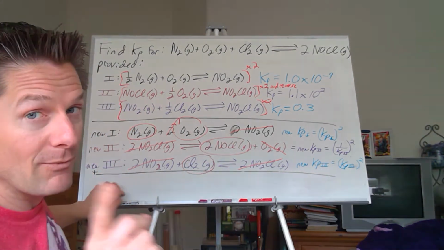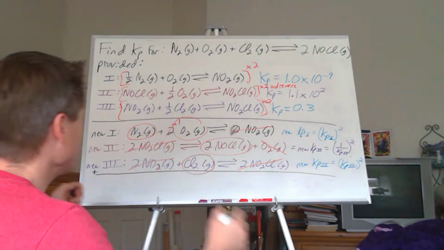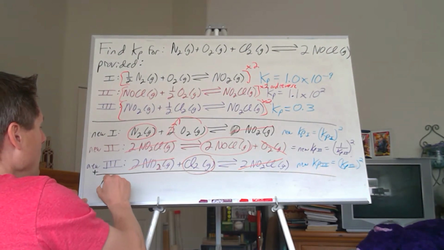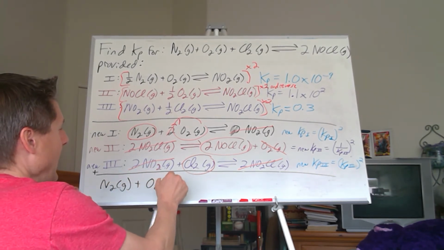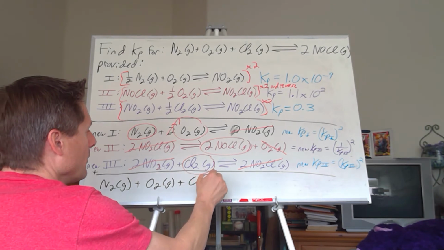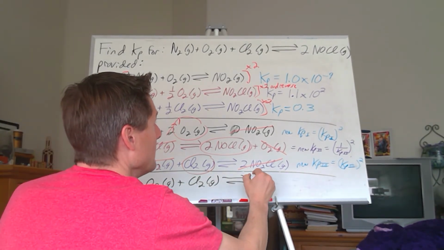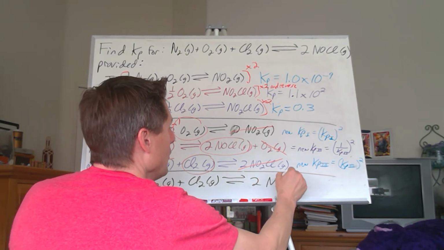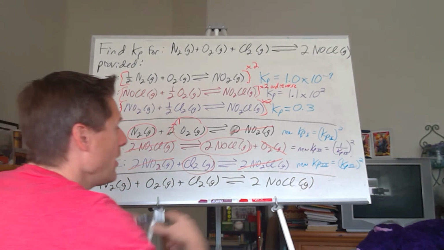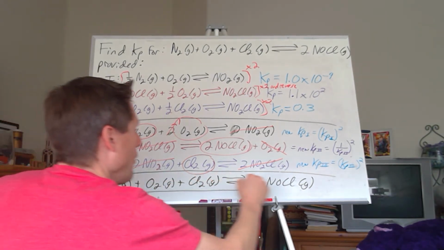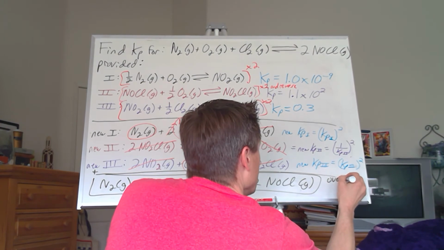Oh, let's write this out. And it needs to match that. If it doesn't match that, I boofed it somewhere, right? So I'm going to get 1 mole of nitrogen gas plus 1 mole of oxygen gas plus 1 mole of chlorine gas. This is my overall equation, giving me 2 moles of NOCl gas. So I'm going to write that.